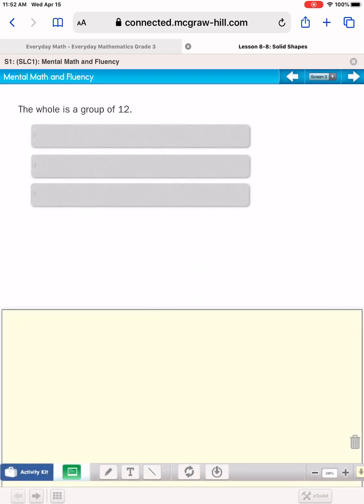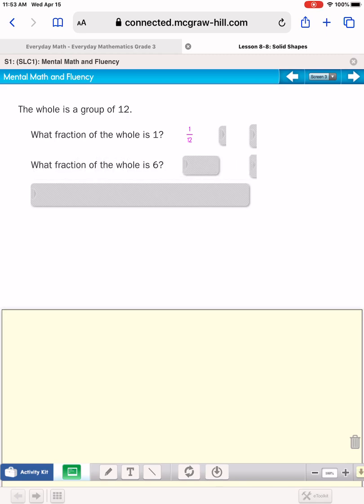All right, this time we're going to switch it around a little bit. I'm going to tell you how many you have, and you're going to tell me what fraction of the whole. This time the whole group is 12. If you had 1 of all 12, what fraction would that be? That would be 1/12. What if you had 6 of the whole 12? What fraction would that be? That would be 6/12, or we could also call that 1/2.